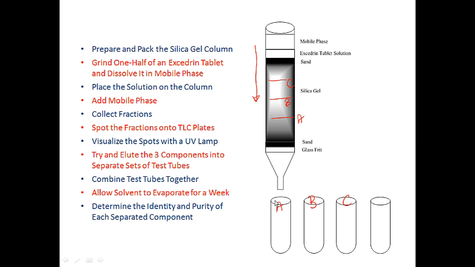It's going to drip out, and we'll collect the fractions in small disposable test tubes, just like you did for the spinach experiment. Now, the difference here is that the components of the Excedrin tablet are not colored, so we have to visualize them. To visualize them, we're going to have to spot a drop of each fraction onto a TLC plate, and then visualize the spots with a UV lamp, and I'll show you how that's done here in a few minutes.